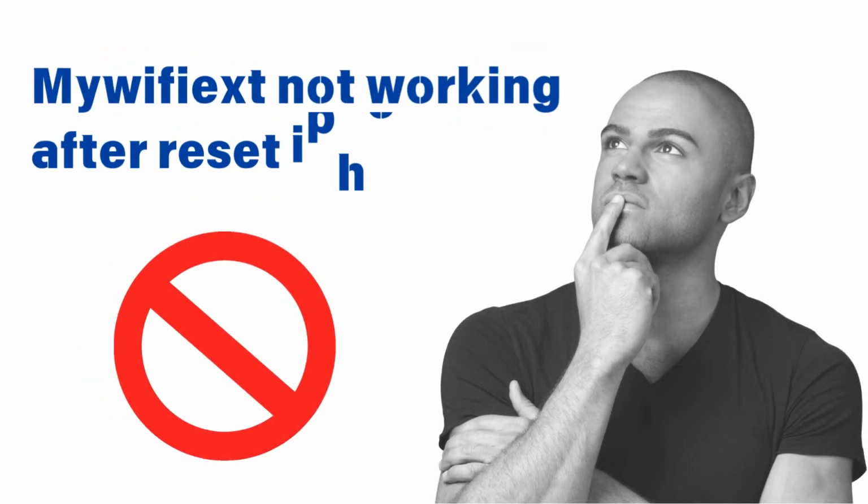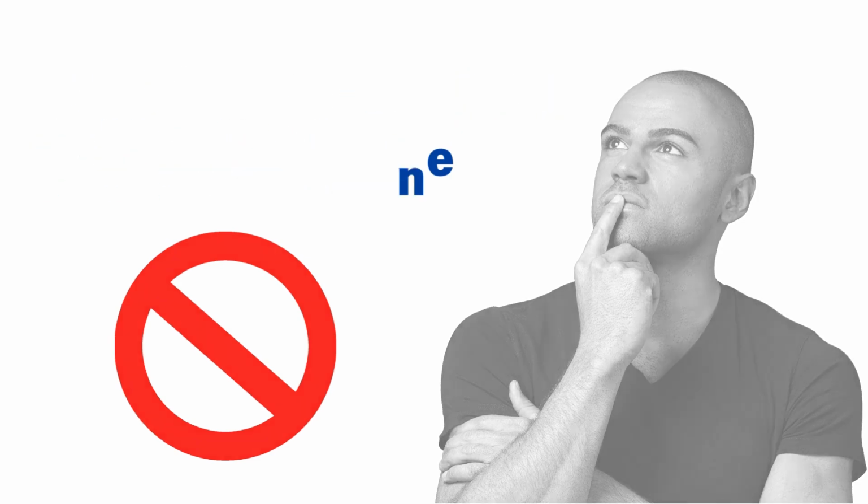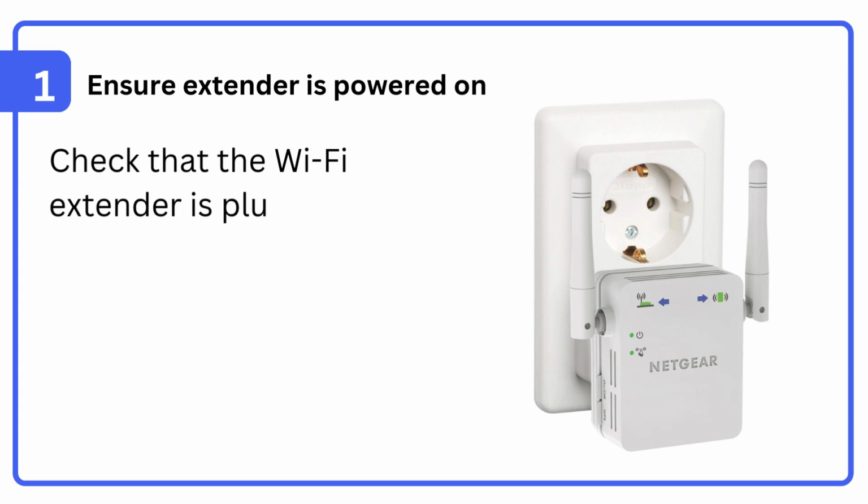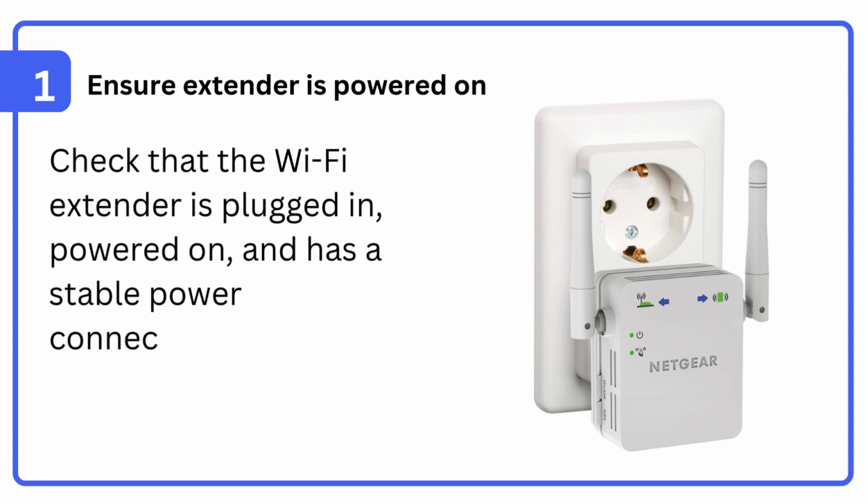Mywifiext not working after reset iPhone. 1. Ensure extender is powered on. Check that the Wi-Fi extender is plugged in, powered on, and has a stable power connection.